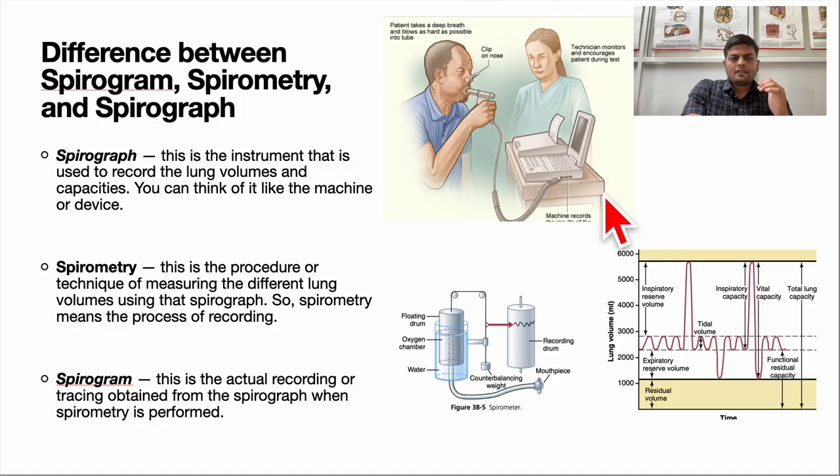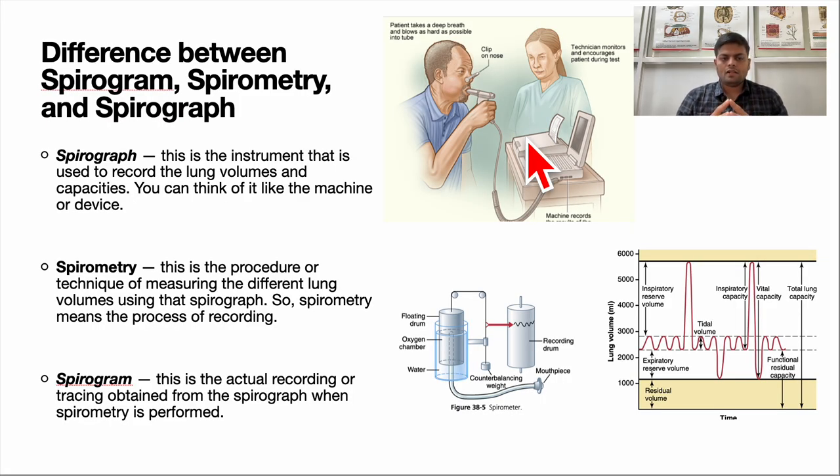A spirometry is the technique of measuring different lung volumes using this machine, the spirograph. And a spirogram is the actual tracing obtained from a spirograph when a spirometry is performed. So in simple terms, a spirograph is an instrument, a spirometry is a process, and a spirogram is the result or tracing.